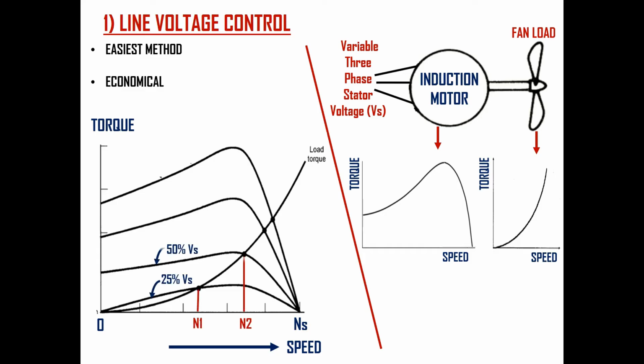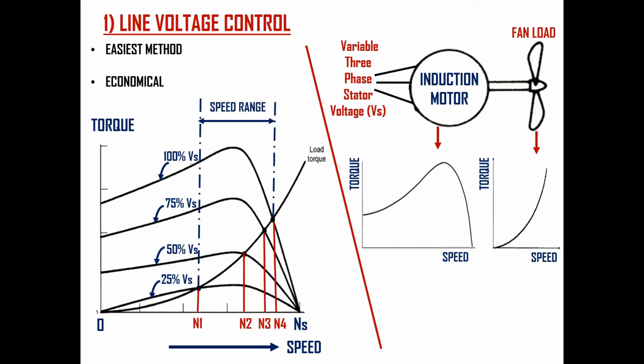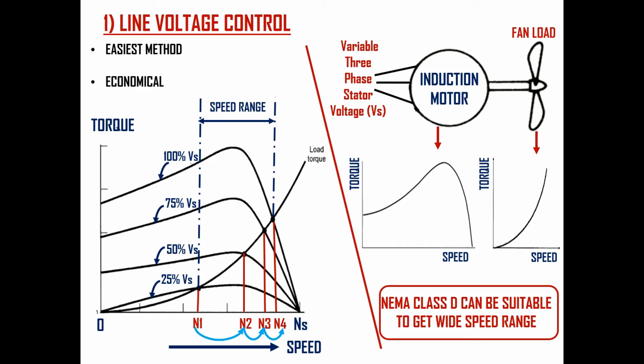Superimposing the speed torque characteristic of load on motor, then we will get the speed of N1 for 25% of stator voltage, N2 for 50% of stator voltage, N3 for 75% of stator voltage, and N4 for 100% of stator voltage. So this is the speed range of induction motor, where we can increase the speed from N1 to N2 to N3 to N4 by increasing the stator voltage from 25% to 100%. To get the wider speed range, motor with high slip characteristics can be used. So NEMA Class D motor can be suitable for this type of line voltage control method.